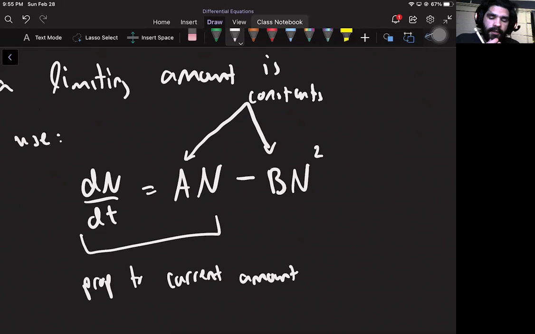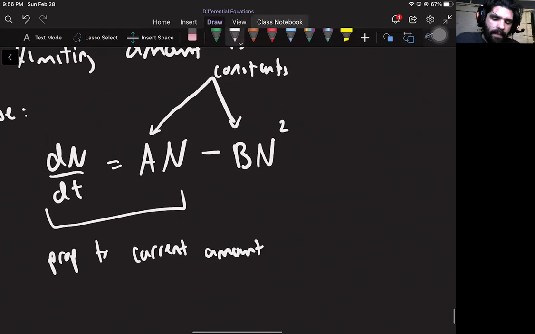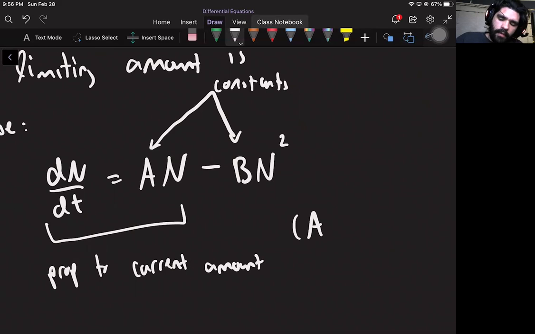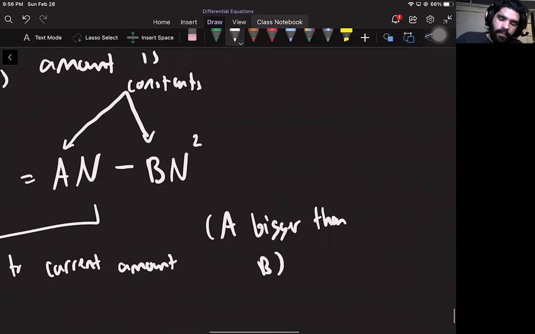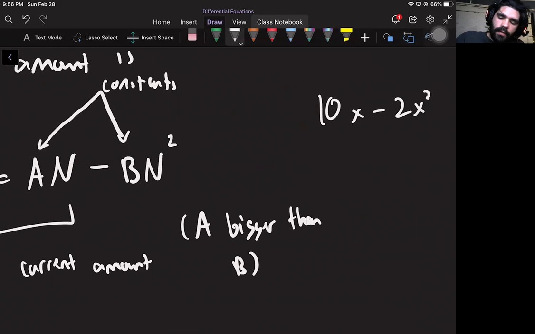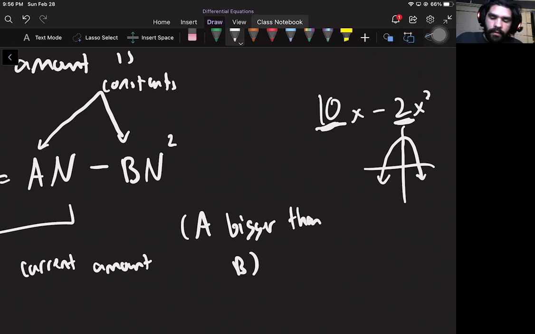So why does this give us growth with a limiting amount? Well, first of all, A needs to be bigger than B for this to be happening. You can think about it like a function, just to look at it real quickly. Like 10x minus 2x squared is going to be some sort of downward parabola. But because the 10 is bigger than the 2, it's going to be able to go up a bit first into the positive area of the graph. So something very similar is going on here. So we need A to be bigger than B.